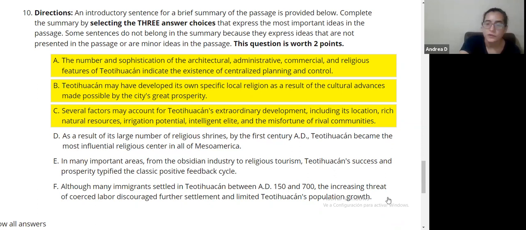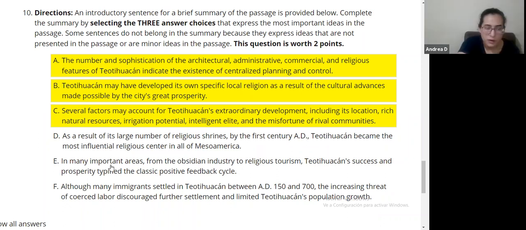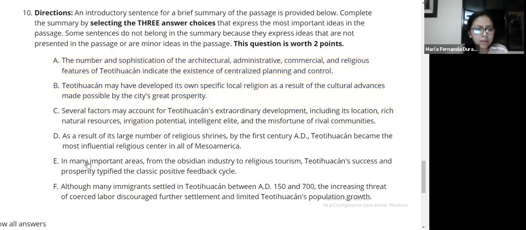Yeah, so what do you think? I know that we don't know it for sure, but if you had to choose 3 ones, which ones would they be? 3 options. Maybe B, C, and E. Okay. B, C, and E. Okay.